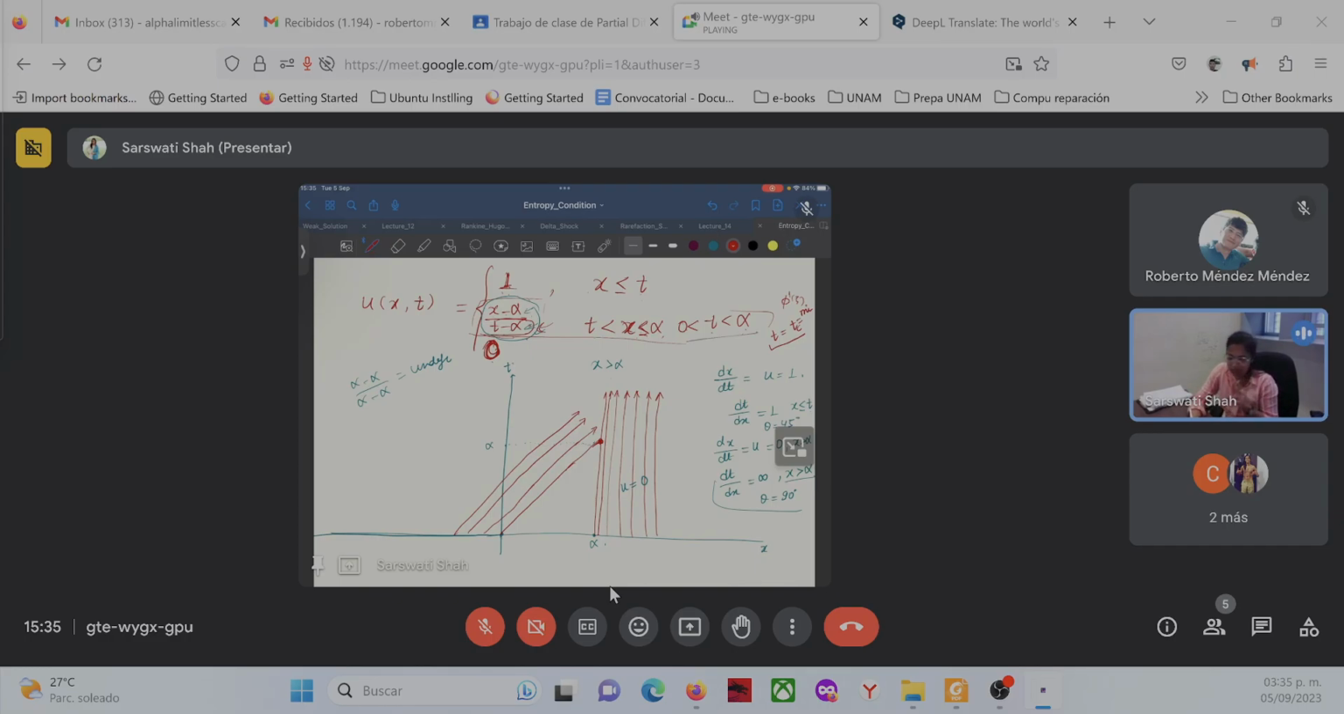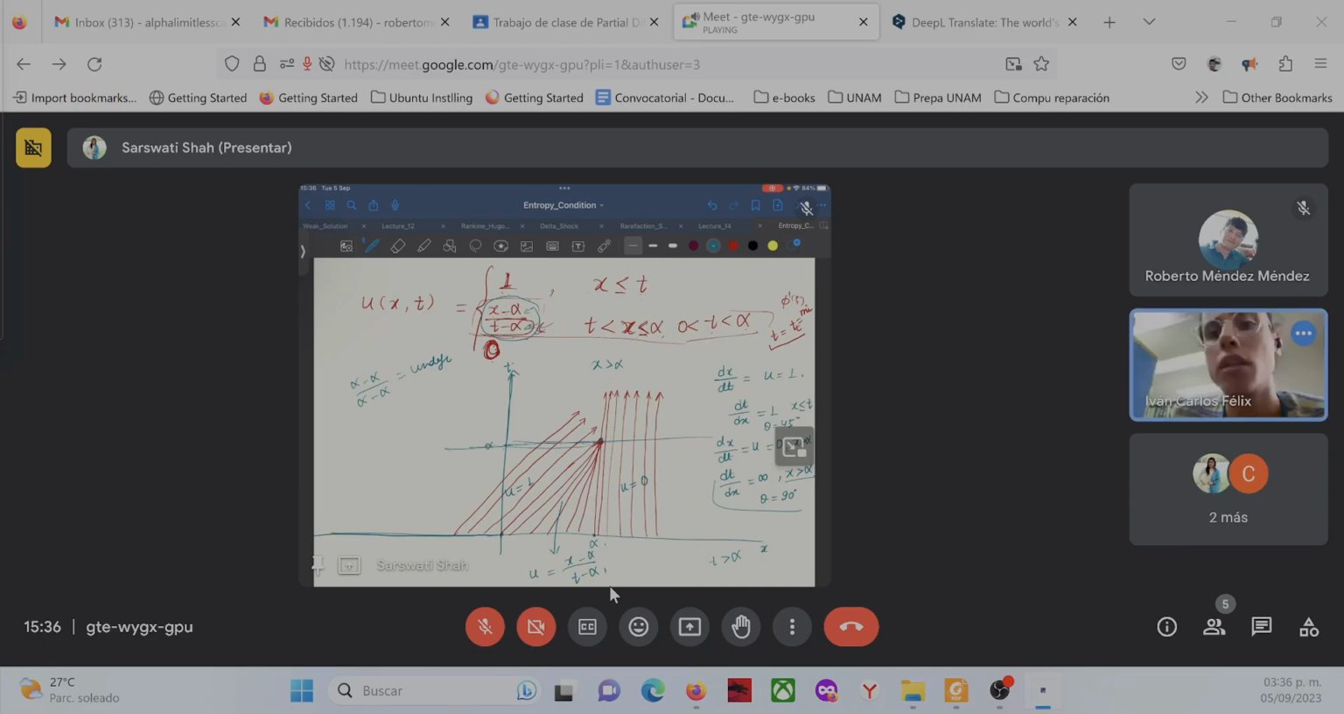And for this curve, just think that there is only one point of intersection, and all the characteristics between these will meet at this point, and the u defined here is 1. What will be the value of u here? u will be x minus alpha over t minus alpha. Now, what will happen when t is greater than alpha? We are interested in what the solution will be when t is above this line.